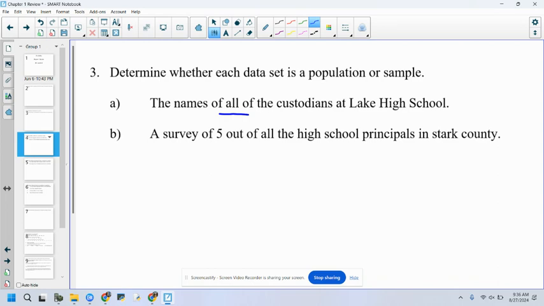A survey of 5. I don't even have to continue. That is a sample. A survey of 5 out of all the high school principals in Stark County. There's definitely more than 5. I'm just sampling 5 of them. Questions about 3?